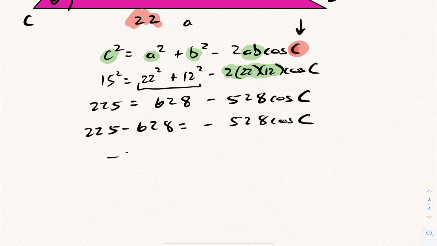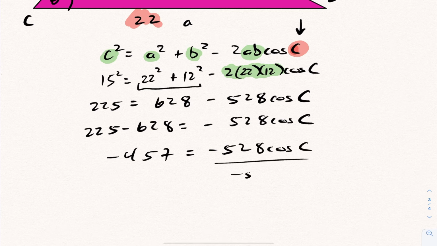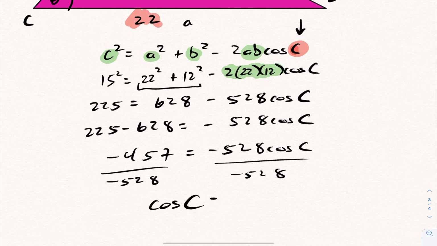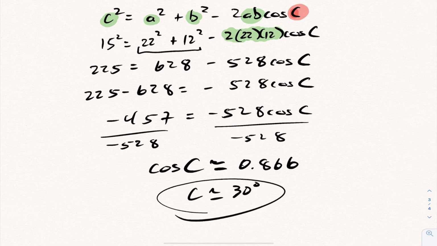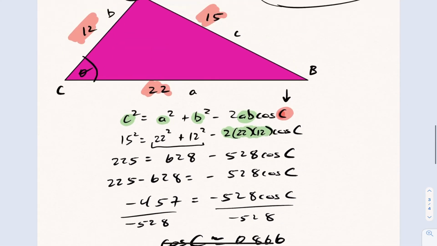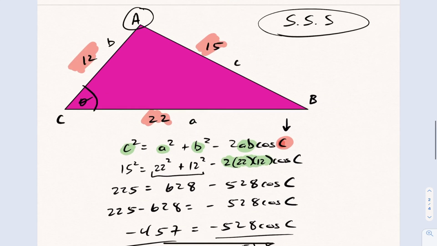and we get negative 457 equals negative 528 cos of C. Divide across the minus 528, and we get the cos of C is approximately equal to 0.866. At this point here, I'm going to take my cos inverse, and we get approximately 30 degrees. Okay, so therefore angle C here is 30 degrees.